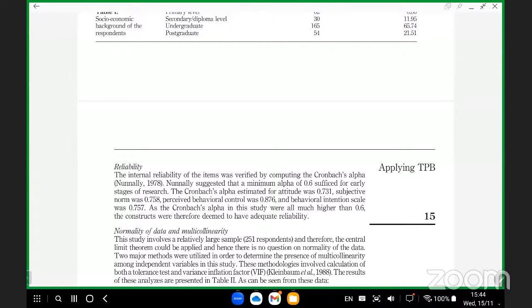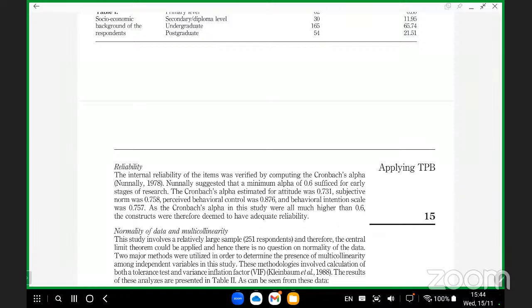Okay, kalau nampak headingnya adalah reliability, you akan tengok dia dah already reveal. The Cronbach's Alpha estimated for attitude was 0.731, subjective norm was 0.758, perceived behavior control was 0.876. And also for behavioral intention, the dependent variable that this paper had was 0.757. As such, the Cronbach's alpha in this study were all much higher than 0.6, which deemed to have adequate reliability.